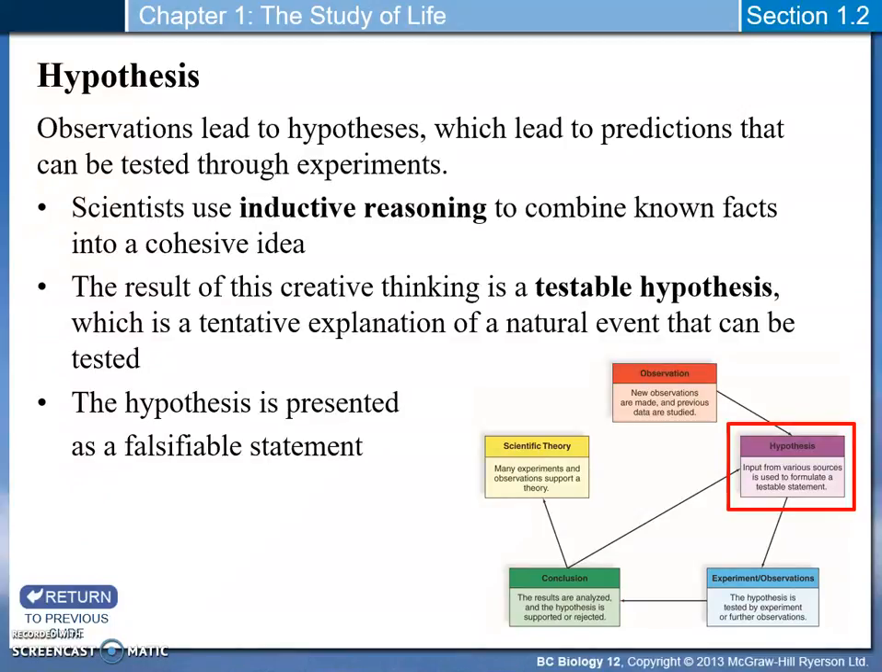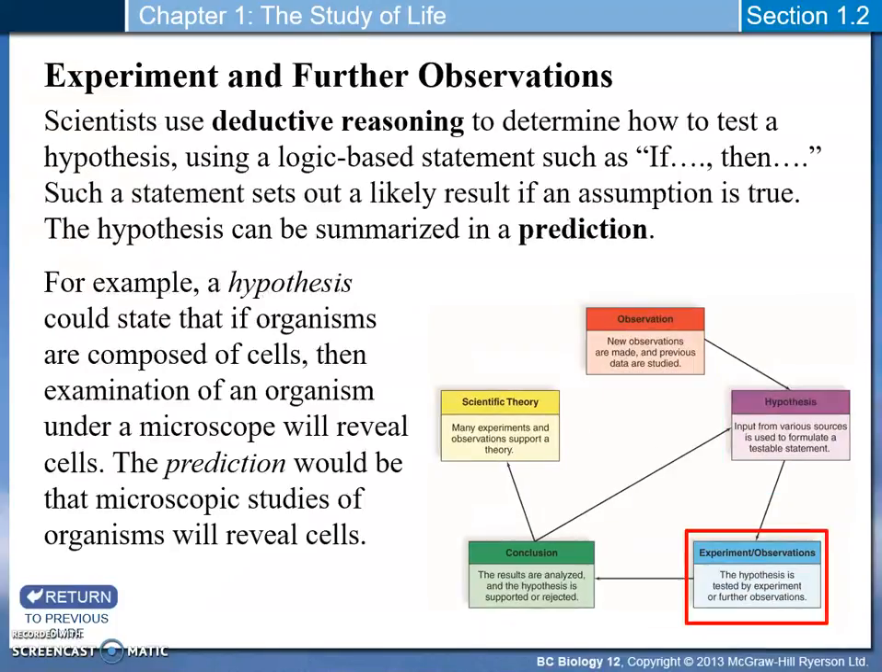So observations then can lead to a hypothesis or hypotheses, and that leads then to predictions that can be tested through experiments. So scientists use what's referred to as inductive reasoning to combine known facts into a cohesive idea. So the result of this creative thinking then is a testable hypothesis, which is a tentative explanation of a natural event that can be tested. So the hypothesis then is presented, and this is the key. This separates science from non-science, is that it must be presented as a falsifiable statement. Results will either support or not support a hypothesis.